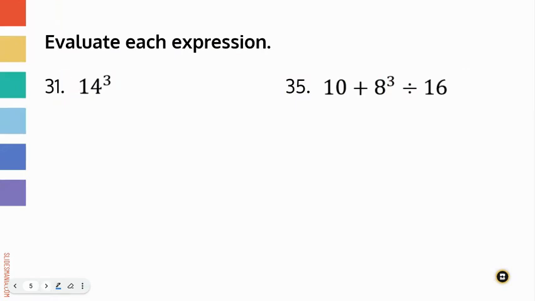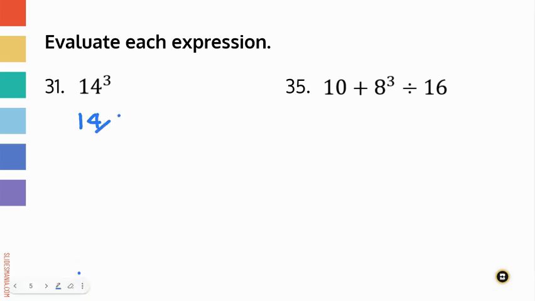Okay, so let's do some problems. So this is going to be number 31 on page 10. And we are going to evaluate each expression. So 14 to the third power. Now, 14 to the third power is just multiplying 14 three times. So we can write it as 14 times 14.